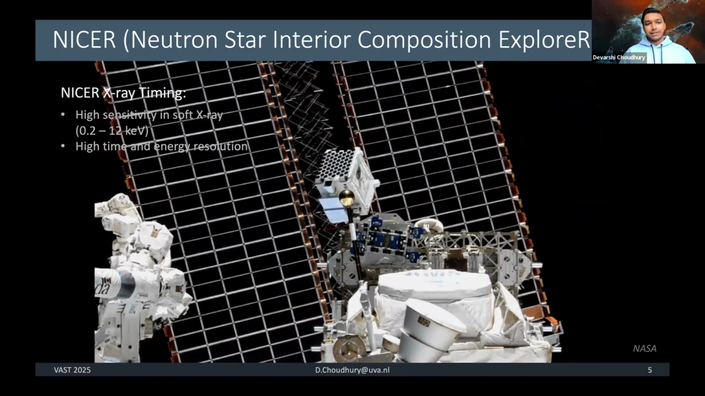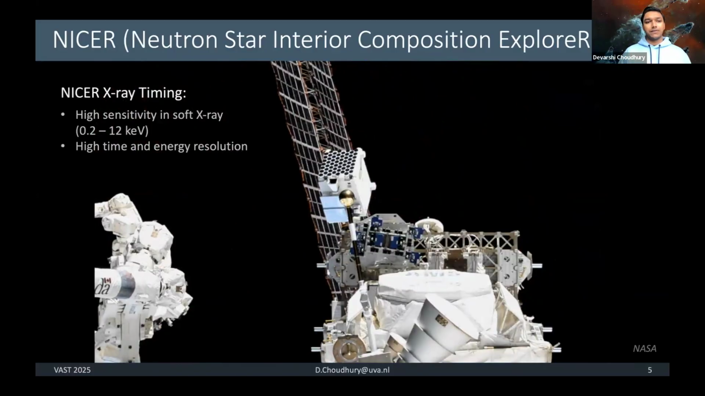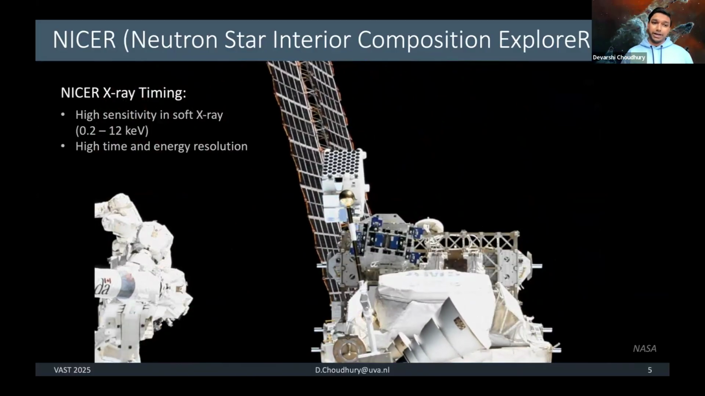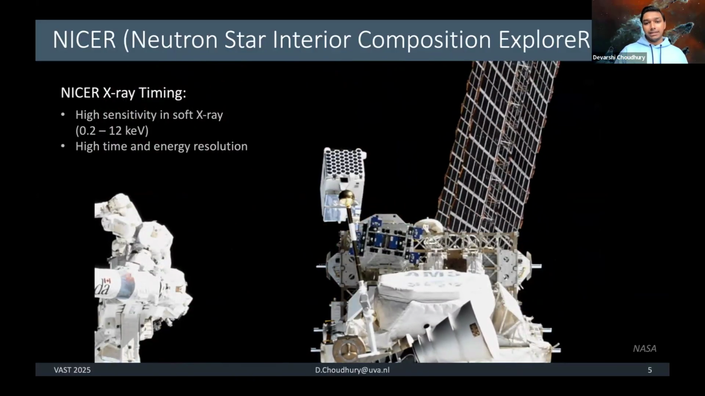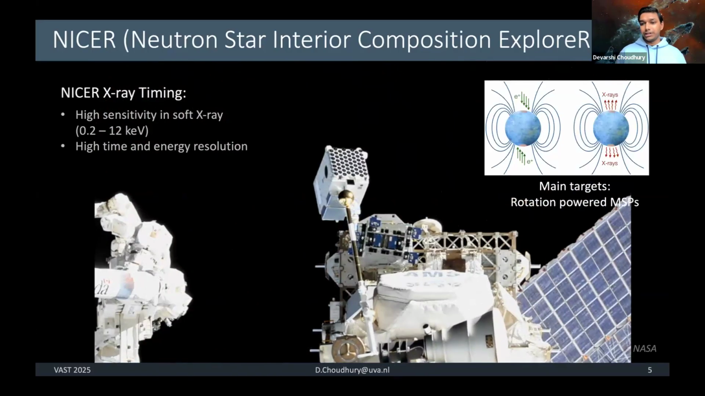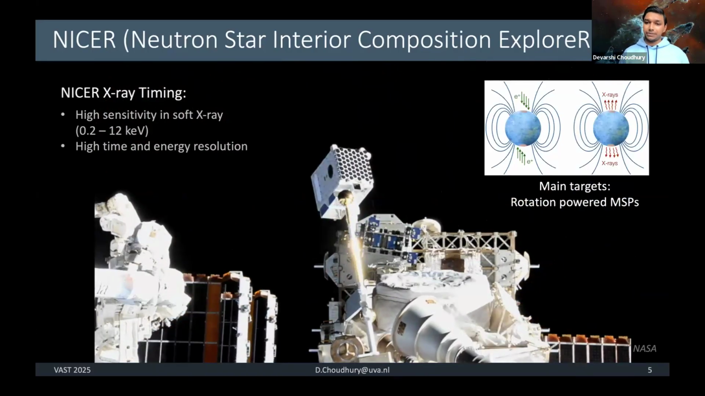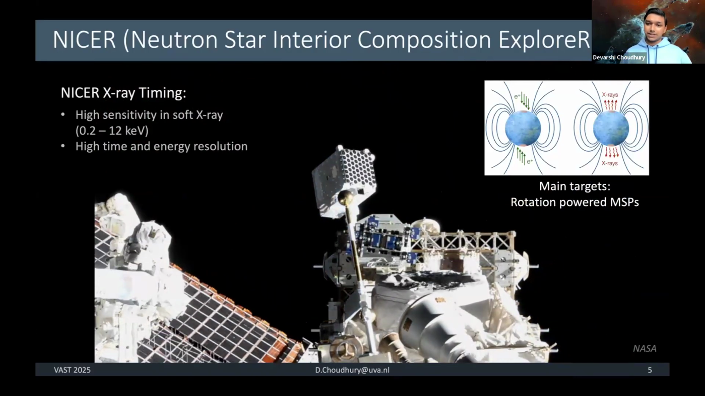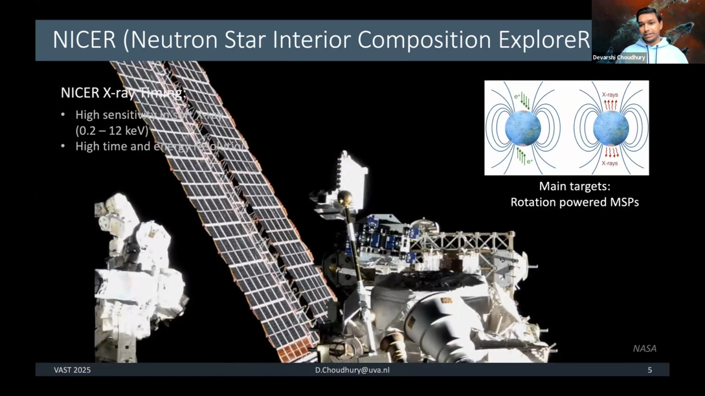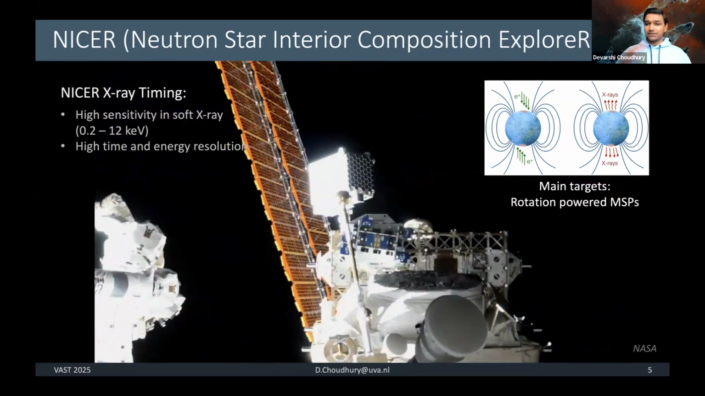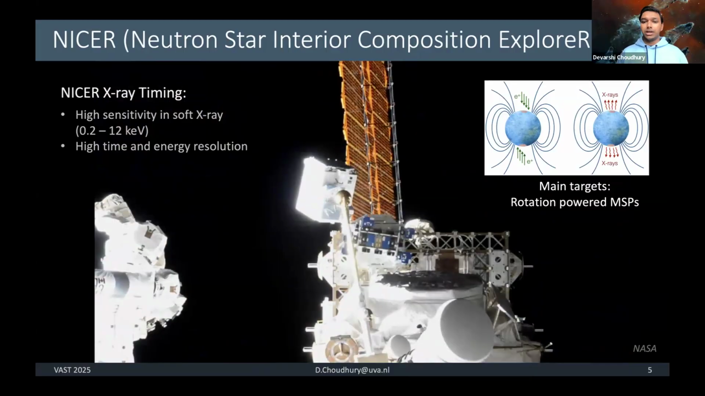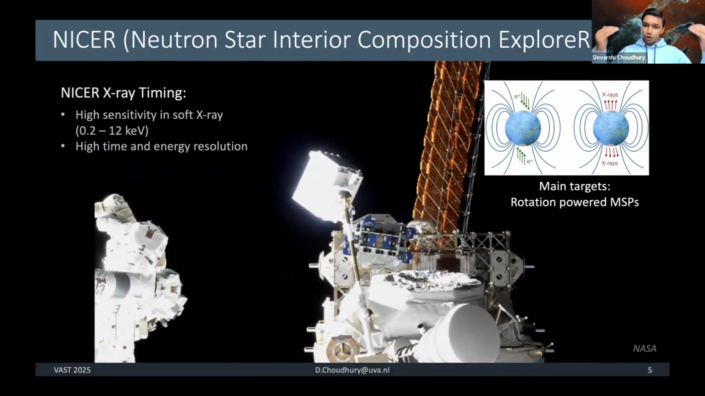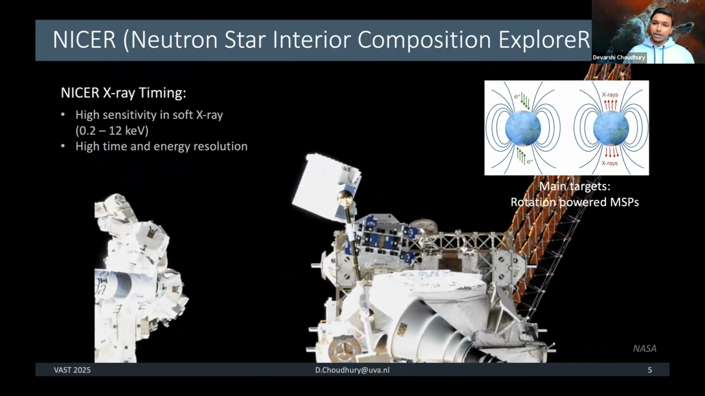So this is an X-ray timing telescope with very high sensitivity in the soft X-ray band and very high time and energy resolution. And these are designed to particularly observe rotation-powered millisecond pulsars. So these are pulsars that do not have an accretion disk. And all of these surface X-rays emanate due to charged particles being guided along open field lines and bombarding the surface.